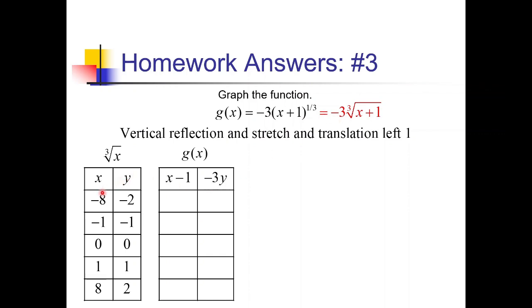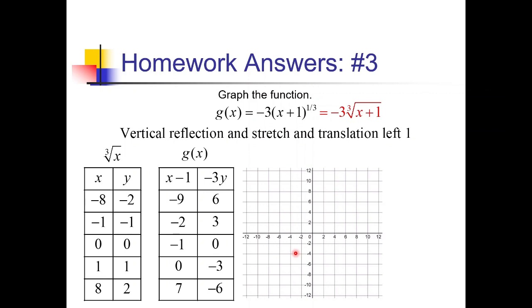So for my new x values, -8 minus 1 is -9. -1 becomes -2. 0 is now -1. 1 minus 1 is 0, and 8 minus 1 is 7. Negative 3 times my y values gives me, let's see here, negative 2 becomes 6, negative 1 becomes 3, 0, 0. Now we have 1 times negative 3 is negative 3, and 2 times negative 3 is negative 6.